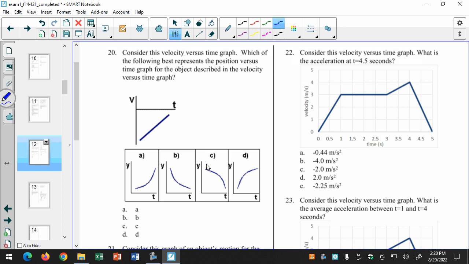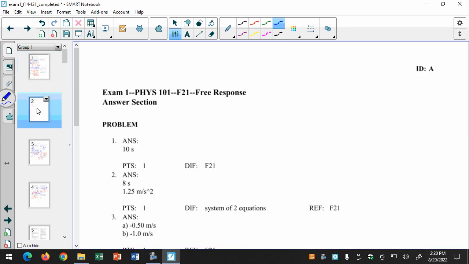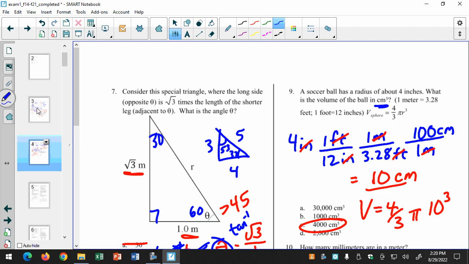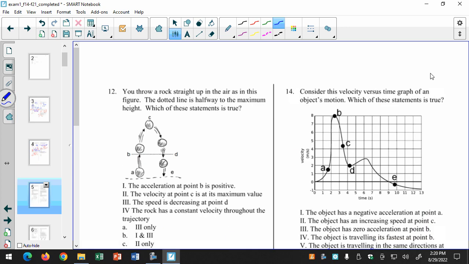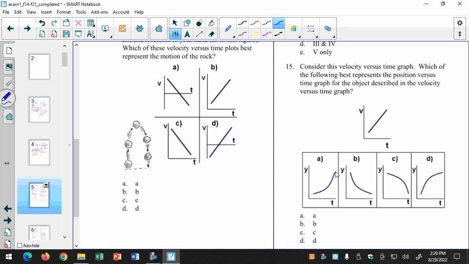This is fall 21? Isn't this fall 20? That's fall 22. Oh, that's fall 20. That's fall 20. Okay, I'm sorry. We'll come back to 14. Okay. Number 15 is really similar to that question.